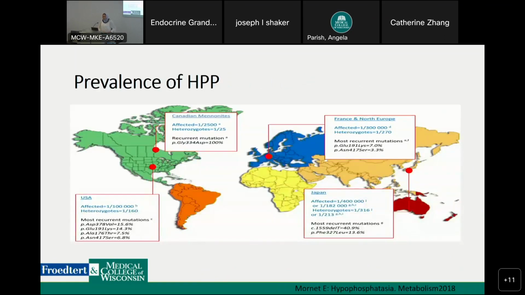So, prevalence of hypophosphatasia. Hypophosphatasia was first discovered in Canadian Mennonites. In Canadian Mennonites, it has the highest prevalence, and the affected gene was found in 1 in 2,500 patients, followed by France and Northern Europe, and then Japan, then the United States. It's also important to note from this slide that the heterozygous form is fairly common. But again, having a heterozygous form of the gene does not mean that the patient will develop the clinical features of hypophosphatasia.